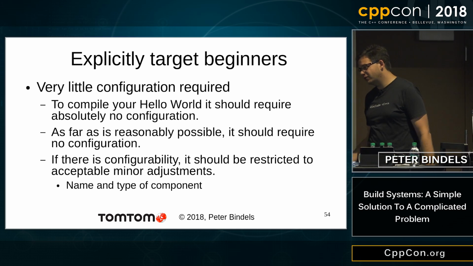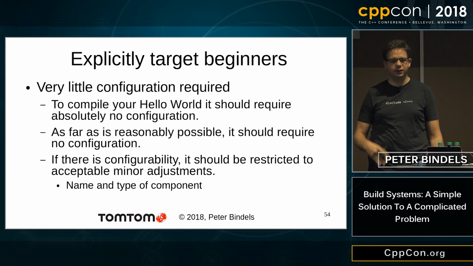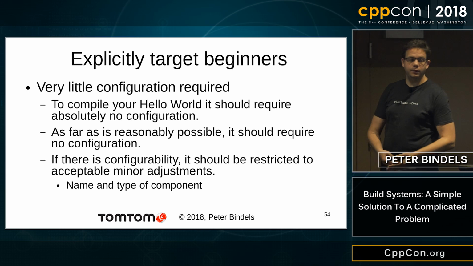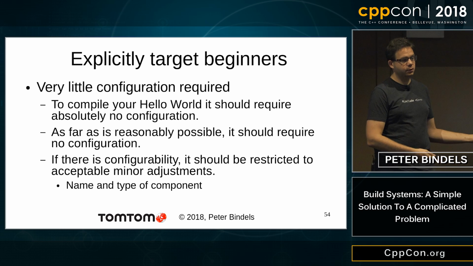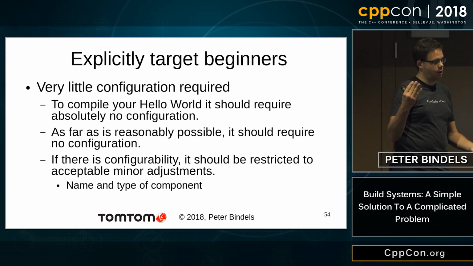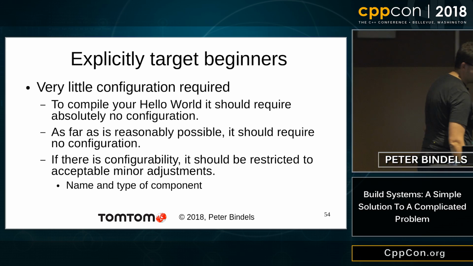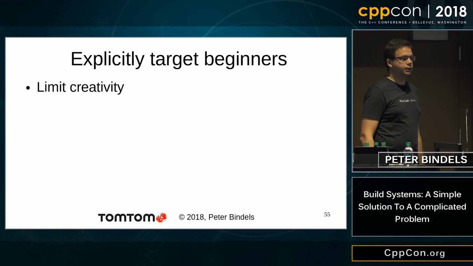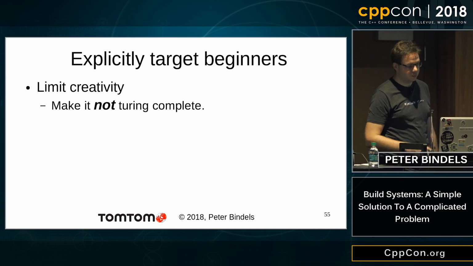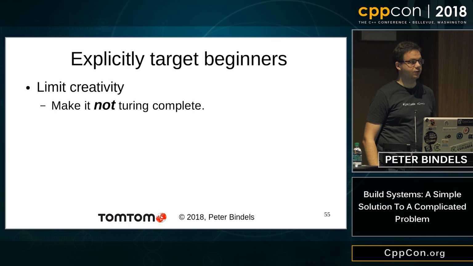But if you do want configurability, just have some tiny things like making a different type. Maybe it should be a shared library and not a static one. Maybe it should be a different name. And maybe I want to build this library as an executable for some odd reason, or vice versa. So we're limiting creativity. And like Meson also does, I learned this week, we make it not Turing complete. And that's an explicit goal.